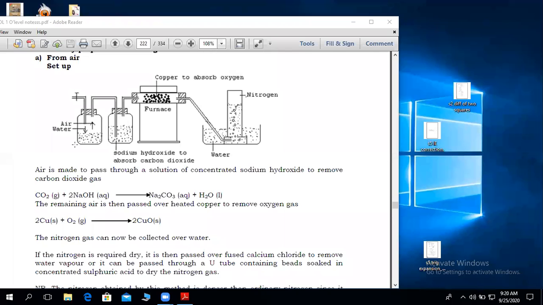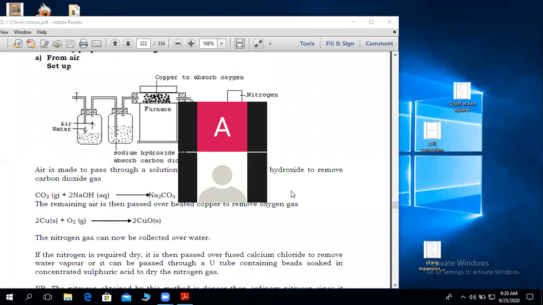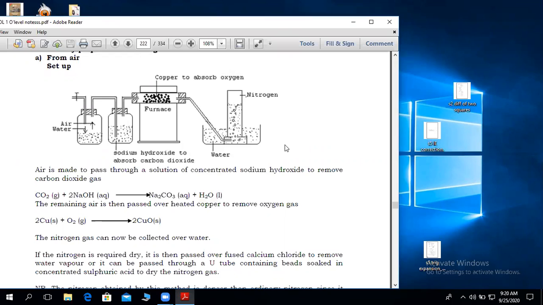So let us now explain our work. We are saying air is made to pass through a solution of concentrated sodium hydroxide. And what is the reason? To remove carbon dioxide. Carbon dioxide, so this is the equation, and it is very, very important.